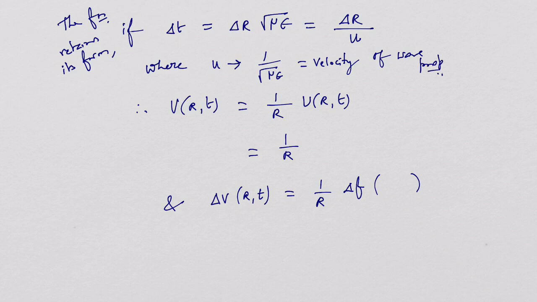Yes. So therefore, V of r comma t is taken as 1 by r into u of r comma t, where u of r comma t has been identified as f of t minus r by u. Right? U of r comma t is replaced by this.